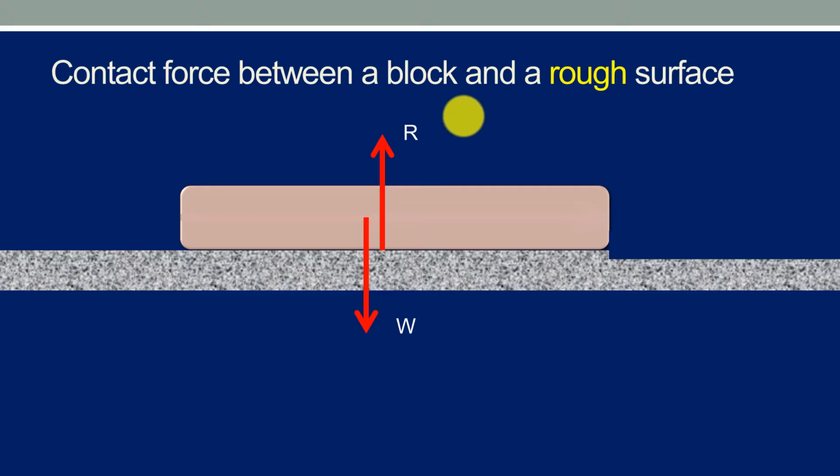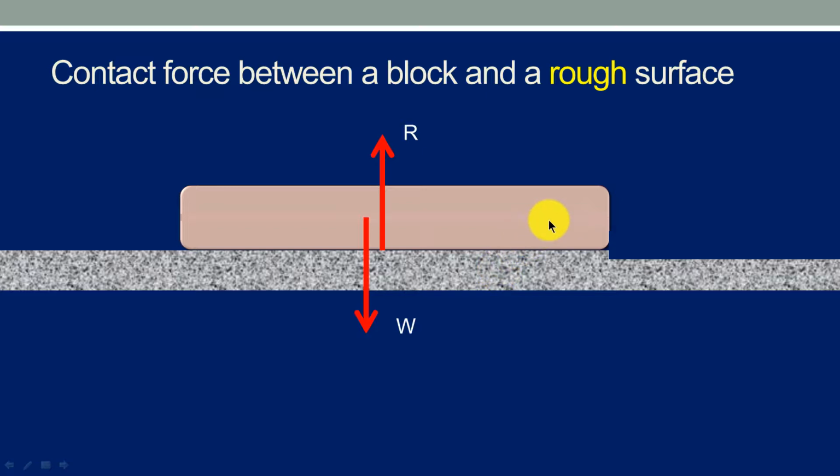In this situation, I've got a block. It may be a block of wood or maybe a brick lying on a rough surface. One of the forces that the block experiences is its own weight, acting vertically downwards. The surface exerts an equal force on the block vertically upwards. So these two forces are equal in magnitude. In this lecture, we are more interested in the frictional force which is exerted on the block by the surface.